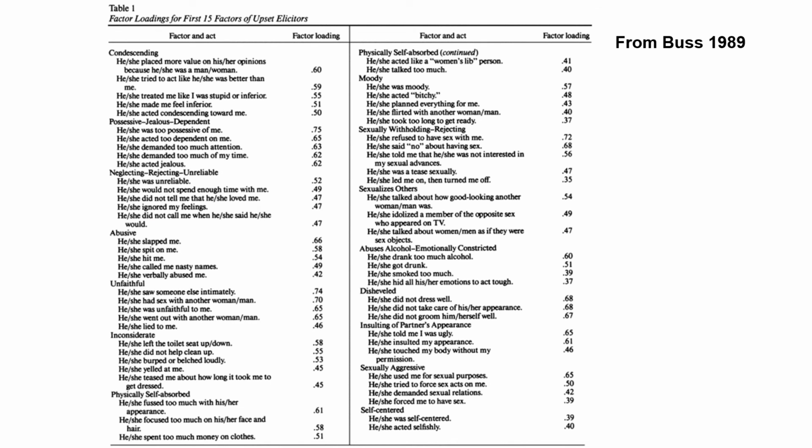On this slide are some of the factors that elicit upset in relationships. And a lot of these are things where you're going to get conflict. Jealous, rejecting, abusive, unfaithful, self-absorbed, moody, sexual withholding, sexualizes others, those types of things. We'll look at some of these more later, but the point is that this is where you find a lot of the conflict.